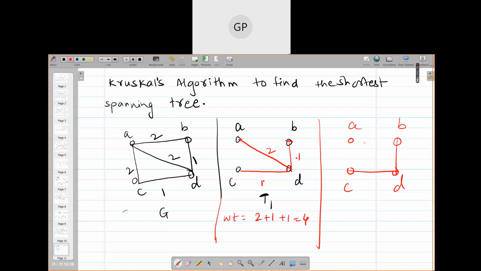So the two 1s I am taking anyway, because every time, whichever edge you include, you have to check that it should not create any circuit in the graph. This edge if I take, no circuit; this edge if I take, no circuit. Now instead of AD, I will select AB because it has the same weight 2. So again I am getting 2 plus 1 plus 1, 4. Do you understand it?